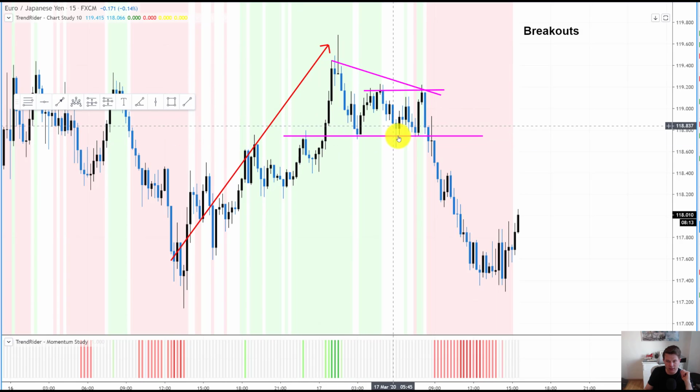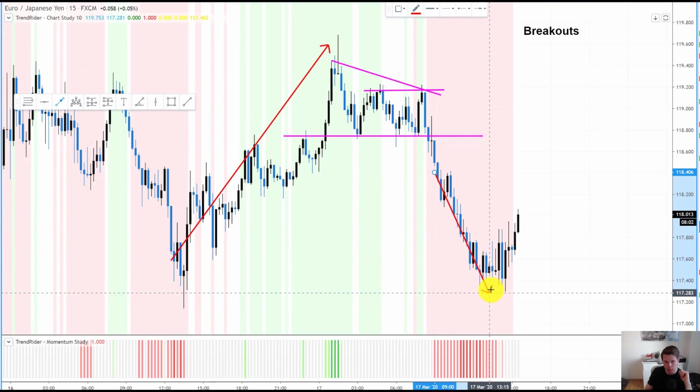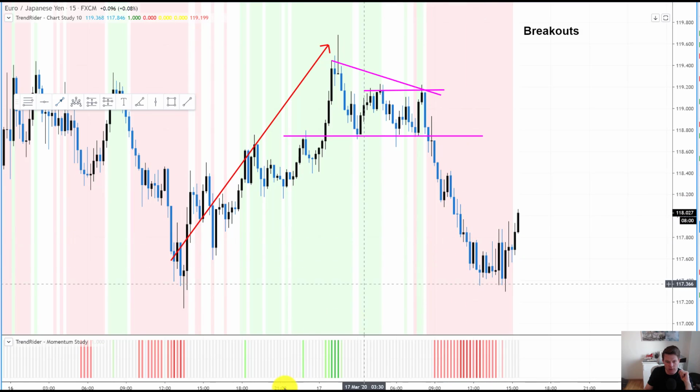Resistance turns into support, and then here you have your breakout. After the breakout, you will see that the histogram is turning red, and you can see that the market really moved substantially lower. It traded into the previous lows.